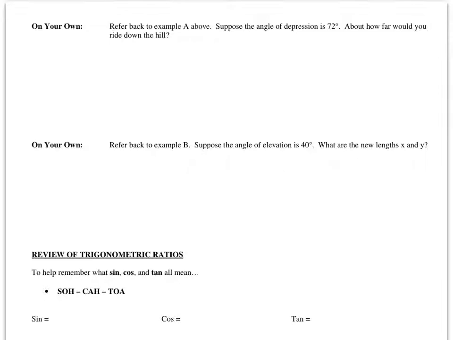All right, it says refer back to example A above. Suppose the angle of depression is 72 degrees. How far would you ride down the hill? So I'm going to draw the picture. A is the one where we're talking about the ride.